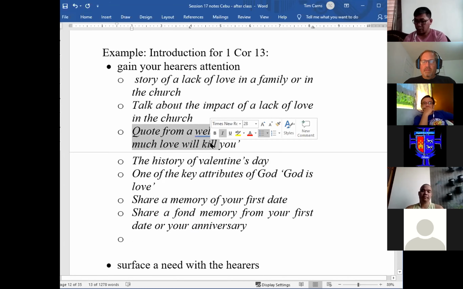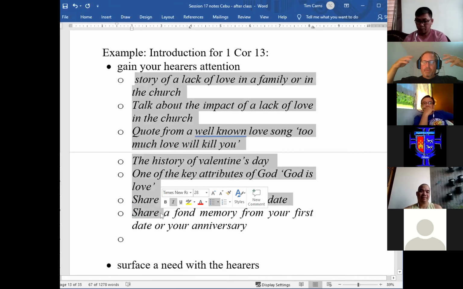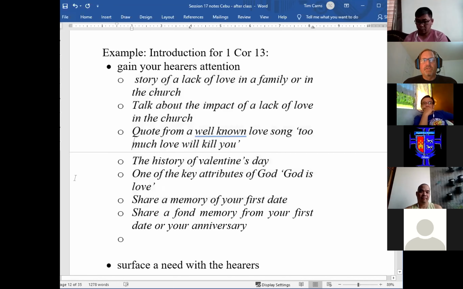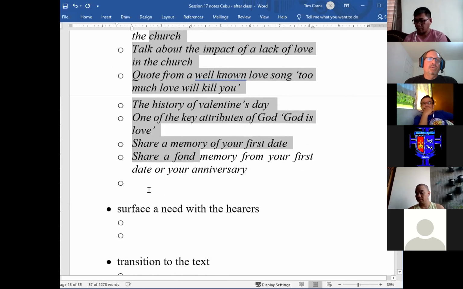But what this does is it just gets your mind working and it gives you some ideas. As you're going through, one of these might stick out to you. Like I said, share a memory of your first date. Maybe something comes to mind. Oh, that's funny, people are really going to get their attention with this. But the idea here is just to come up with some ideas. You're brainstorming essentially. All right, so let's go to the next thing.